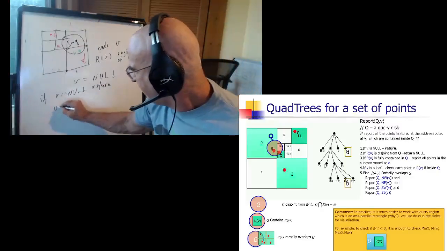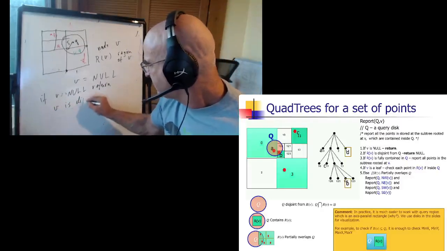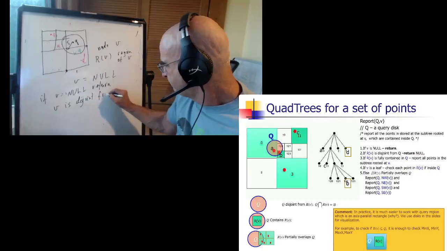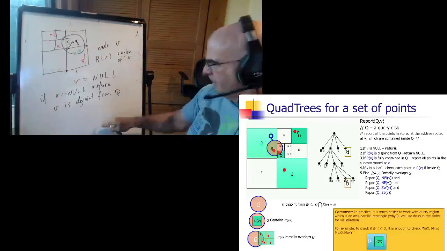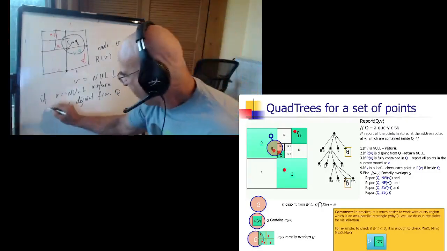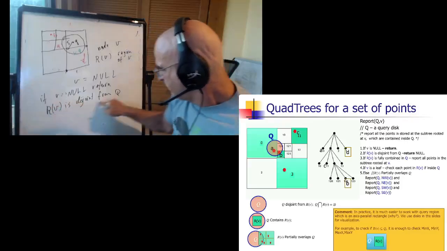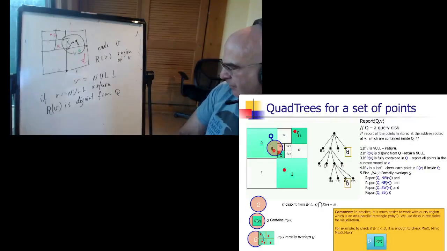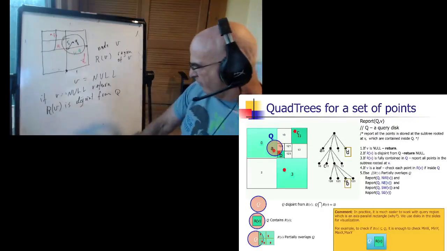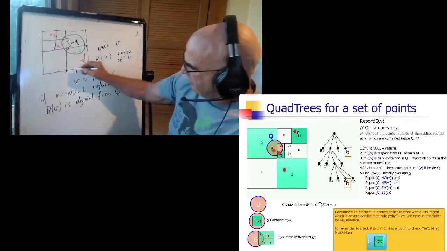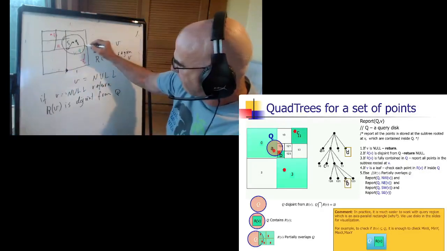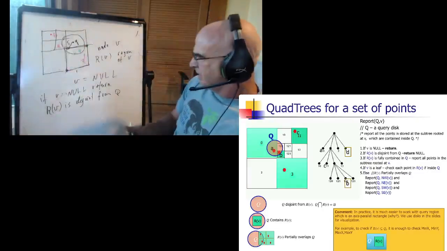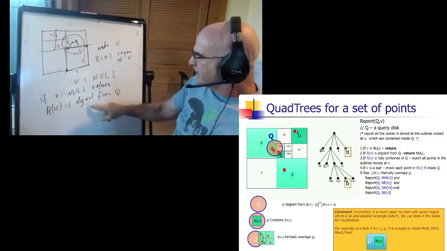Next, if R of V is disjoint from Q. Now I don't care if V is a leaf or not. There is always a region R of V. I know what is, say, the lower left corner and the upper right corner of the node associated with V. The same goes with the inner one. And now I'm asking, are they disjoint?